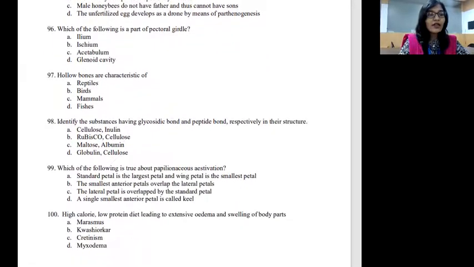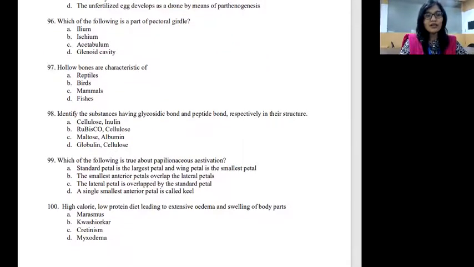Next, which one of the following is a part of the pectoral girdle? Yes, glenoid cavity is going to be a part of the pectoral girdle. This question has been repeated many times. So it's option D. Hollow bones means they're going to have spaces, which you will see in birds. So the answer is option D.